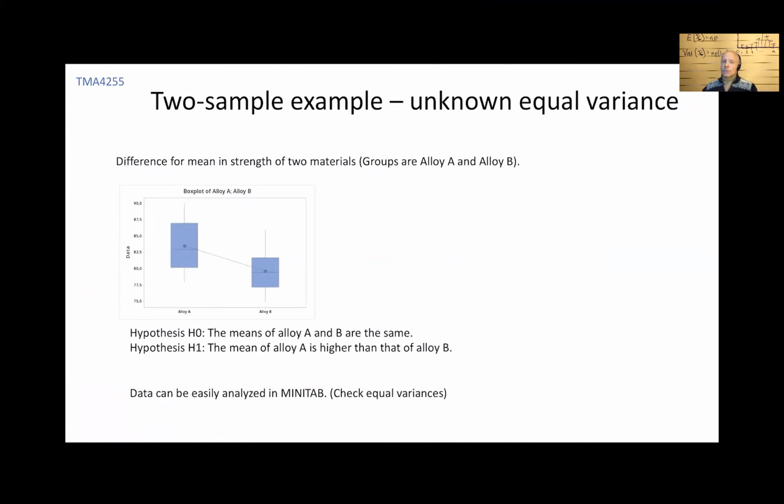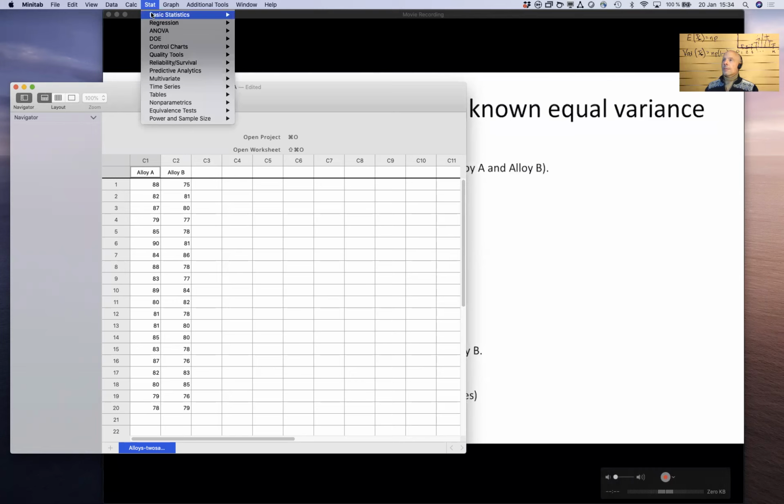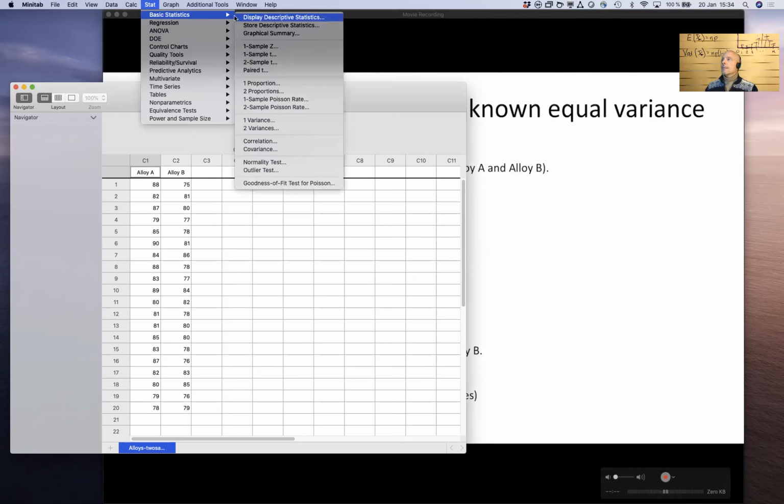This is also quite easy to do in software like Minitab, and that's what I thought I would do here. If I bring up Minitab, I have the data set. There are 20 samples for each alloy. And then we can check using a t-test here if this is having the same mean or if alloy A is stronger than B. So then I go to stat on the top here. I go to basic statistics, and then I do the two sample t.